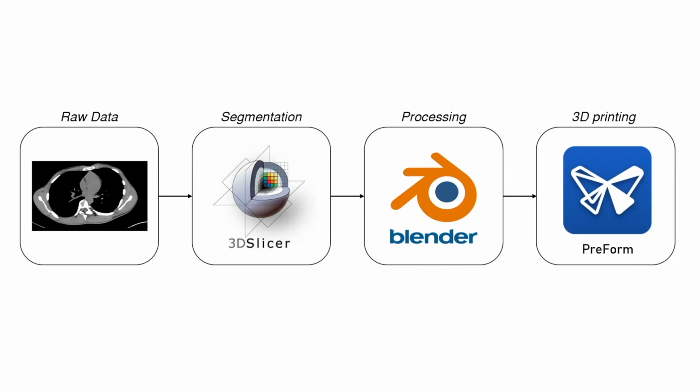Hello, in this video I'm going to show you how to turn a CT scan into a 3D printable heart model. We'll go through the full workflow, starting with raw DICOM data, segmenting it in 3D Slicer, cleaning it up in Blender, and preparing it for SLA printing in PreForm. So let's begin.